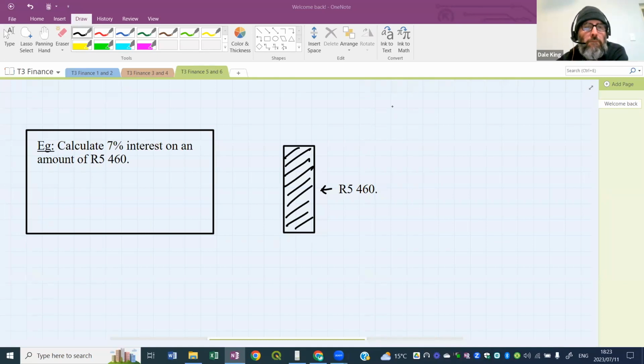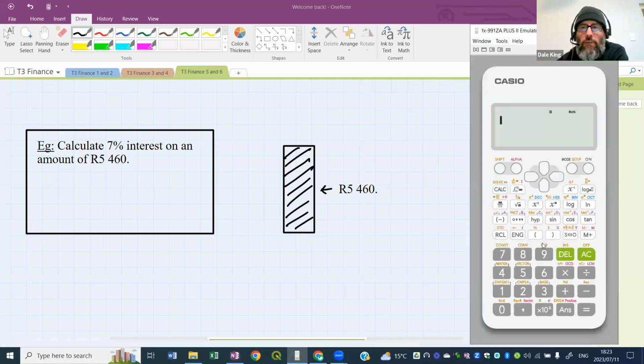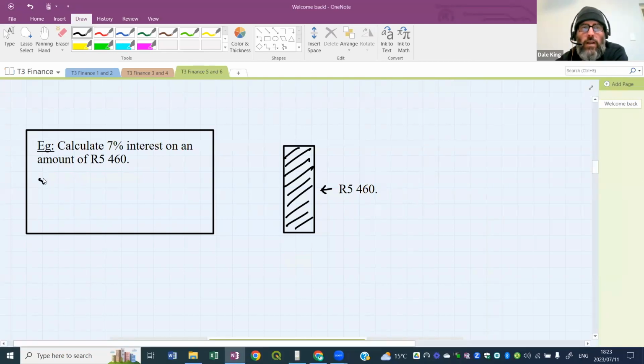So you're going to put in your calculator 7/100 times 5,460. All right, very good. Now I'm going to write that down. Really, that's perfect. Thank you very much. Exactly what I was looking for. Well done. All right, so I'm going to write that down exactly like you said. So 7/100.